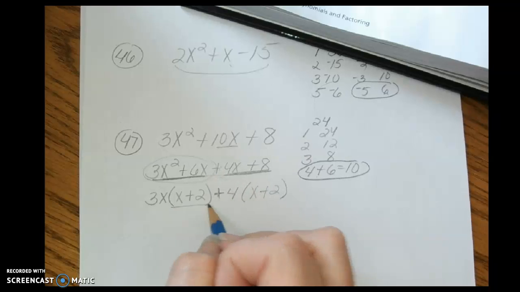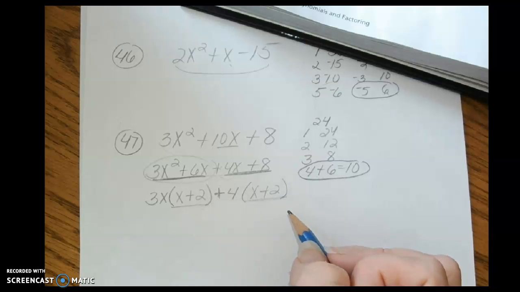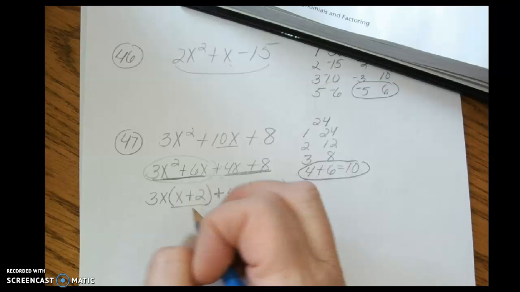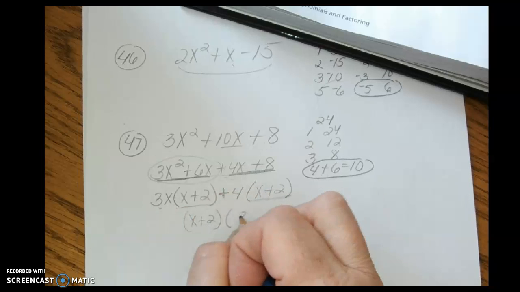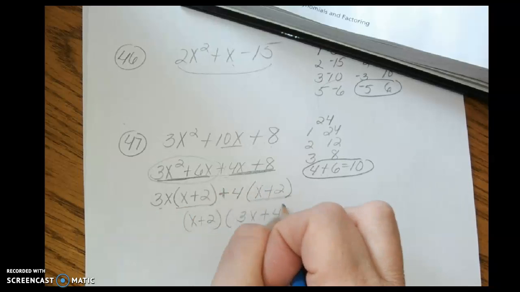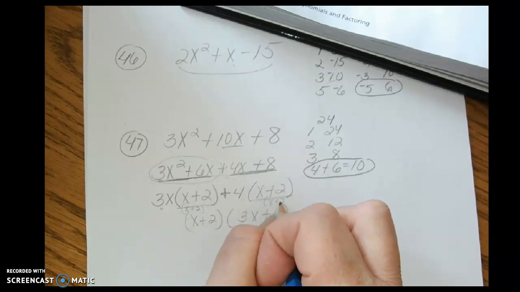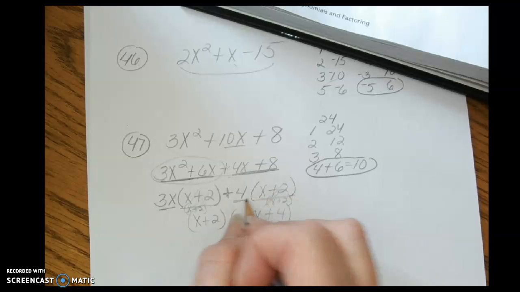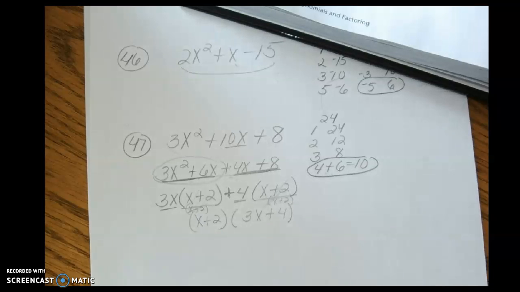What I'm looking at now is that what's in the parentheses has to be the exact same on both sides in order for this to work, because now this becomes my greatest common factor. And I end up with x plus 2 times the quantity 3x plus 4. What I'm virtually doing is dividing both sides by x plus 2. That's what happens when you factor something out. This goes away and I just have 3x plus 4. So there's my factored form using grouping.